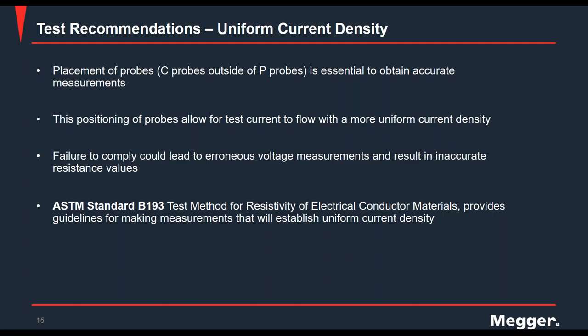And in case this method or this ideology is not followed, the result is that the resistance values that you would get will sometimes include contact probe resistances or any other resistances that might be in that wrong placement, and that will affect your resistance value. The ASTM standard B193 gives more information and guidelines on how those measurements can be made such that uniform current density is established.